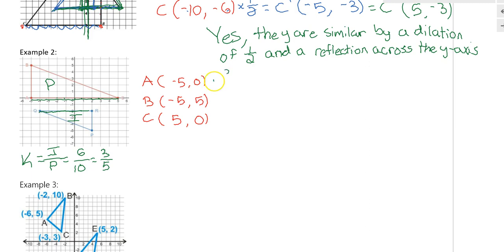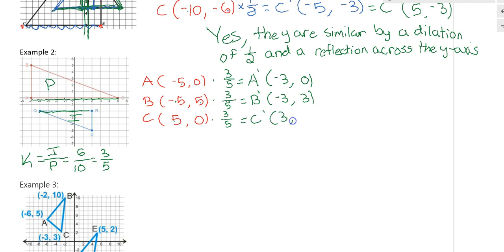So I'm going to multiply each of these by 3/5. Again, feel free to use a calculator for sake of time. I'm just going to write out what it is. So A prime, -5 times 3/5 is -3. 0 times 3/5 is 0. B prime, -5 times 3/5 is -3. 5 times 3/5 is 3. C prime, 5 times 3/5 is 3. 0 times 3/5 is 0.